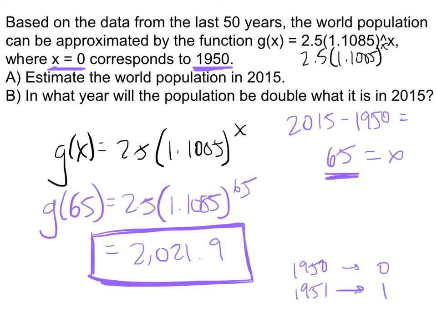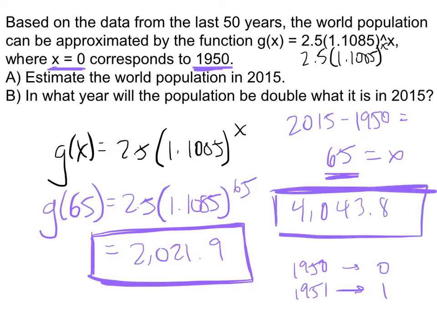Now let's look at part B. It says, in what year will the population be double what it is in 2015? So in 2015, we know that it's 20,021.9. So we want to figure out what would equal 4,043.8, because that is going to be double our world population in 2015. So the way we're going to figure that out is we're going to take that as our g of x. So I'm going to take this number, 4,043.8, and I'm going to erase all this other stuff.